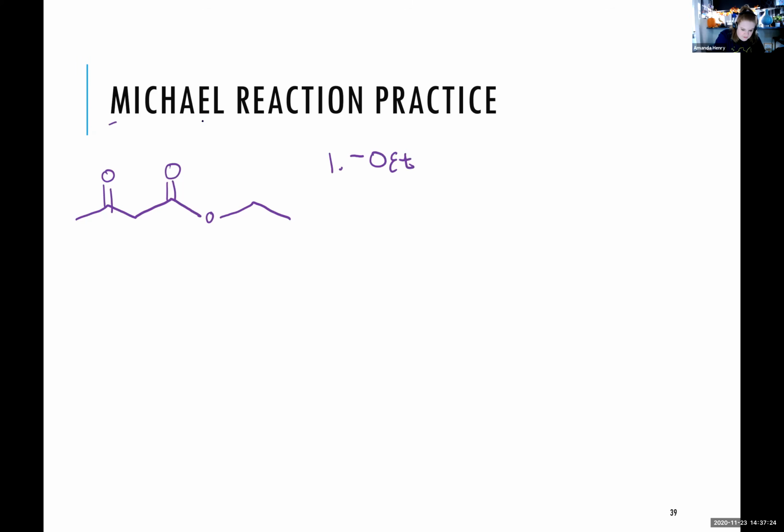And this is a Michael reaction. And I point that out because this looks very similar to the start of our acetoacetic ester reaction. Here's where the difference is, though. With acetoacetic ester, we would react this with an alkyl halide. But with a Michael reaction, we're reacting it with an alpha beta unsaturated ketone.